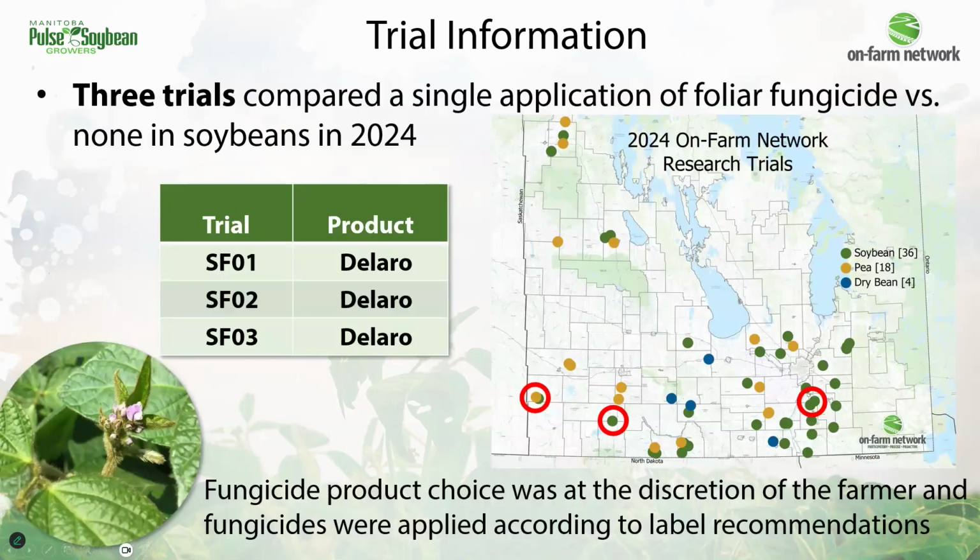So in 2024, we had 3 trials comparing single fungicide application versus no application in soybeans, and they are circled in red on the map. 2 were located in southwest Manitoba and 1 was in the Red River Valley. Product choice has been up to the farmer, and they're applied according to label recommendations. At all 3 sites, Delaro product was applied.